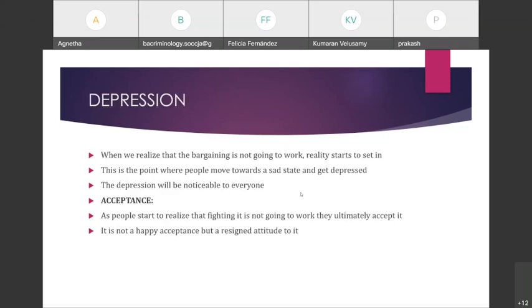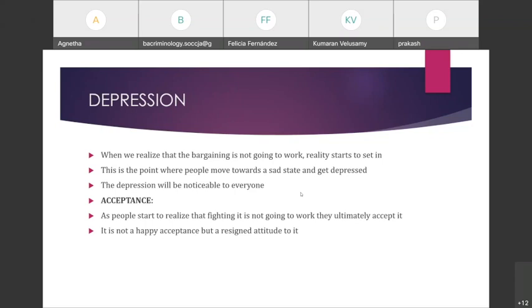Now once they have finished bargaining, once they have finished the anger, and they know whatever's happening is going to happen, irrespective of whatever they do, it is true, it is going to happen, they will start to go into depression. And this will be evident to every single person, because they will go into so much depression that they will not know what to do. They will go completely into depression.